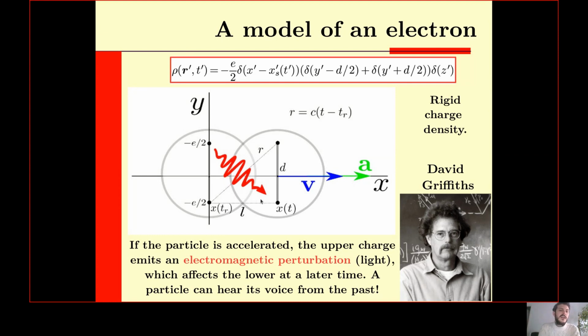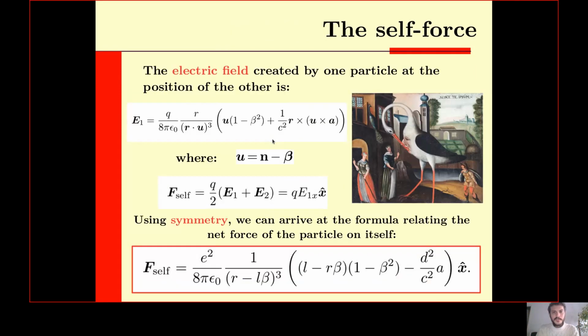So the idea is that a particle can hear its voice from the past. There is a self-interaction between the different parts of the particle. The motion of this one also affects this one at a later time, and the arrangement is going to be symmetrical. You can compute, using the Liénard-Wiechert potentials, the field created by one of the two particles comprising the body on the other, and then add up both of them to compute the total self-force exerted by the particle on itself. And this is what you get.